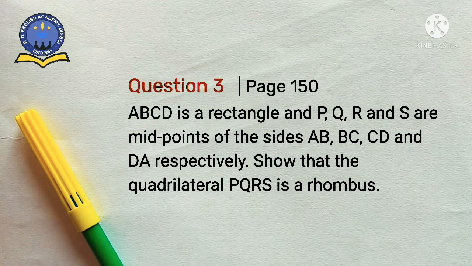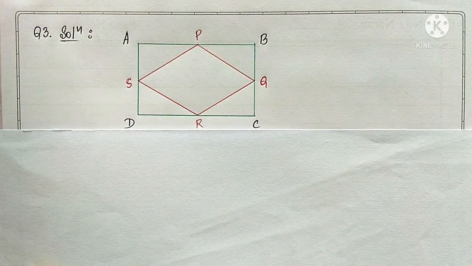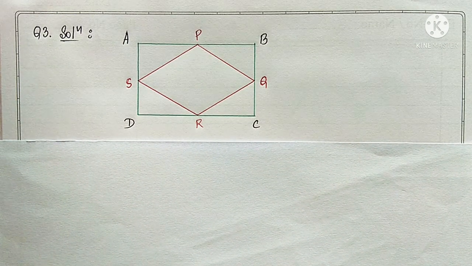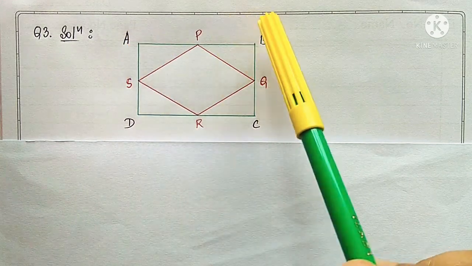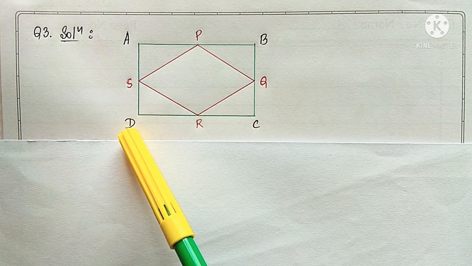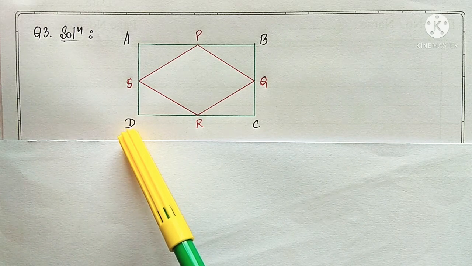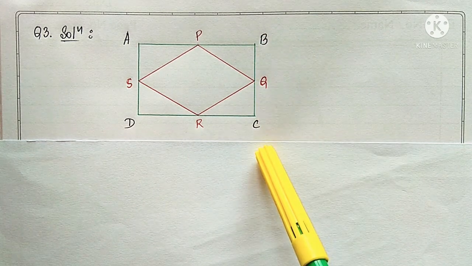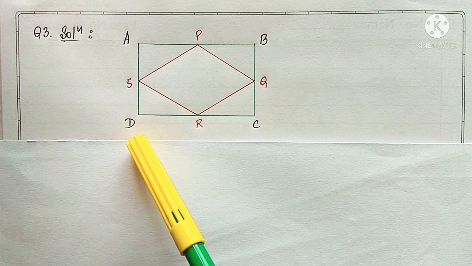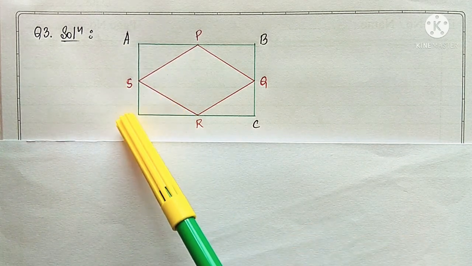Now, the diagram is not given to us, so we have to draw the diagram on our own. First of all, we need a rectangle ABCD, so if you see the diagram here, it is drawn in this way. ABCD is a rectangle, and in this rectangle P is the midpoint of side AB, Q is the midpoint of side BC, R is the midpoint of side CD, and S is the midpoint of side AD.